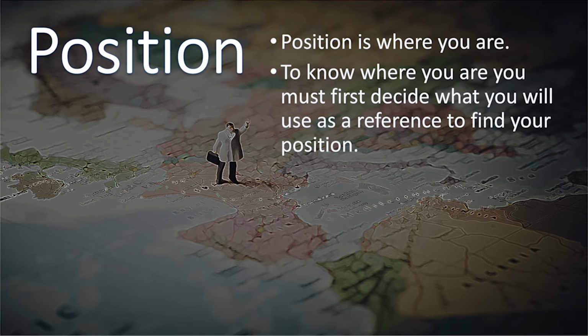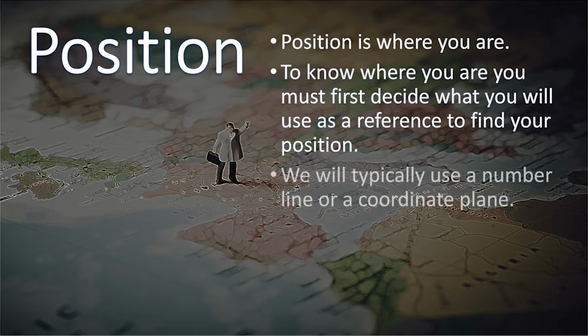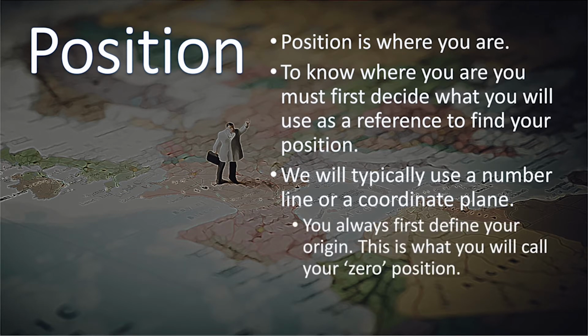So for us to tell the position of something, we need to have some sort of reference point. And for us, we're typically going to use a number line or some sort of XY coordinate plane as our reference point. So we can use the number line or some sort of grid to denote our location in a certain area. So you first need to always define an origin. What's your zero position? You know, on a number line, there's a 0 point. On an XY coordinate, there's an origin. That's where the X and Y cross.